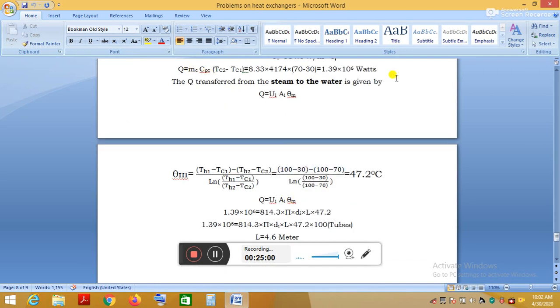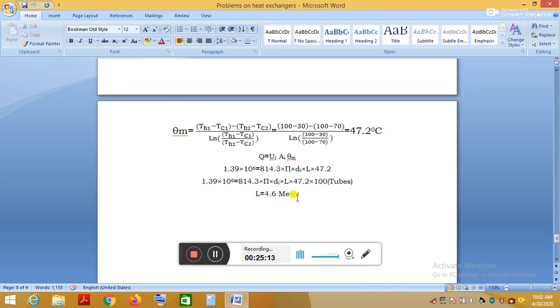Q is already found out. U is already found. Surface area is nothing but is given by the equation pi d L. The only unknown here is L, and we can find out the value of L, which is 4.6 meter.